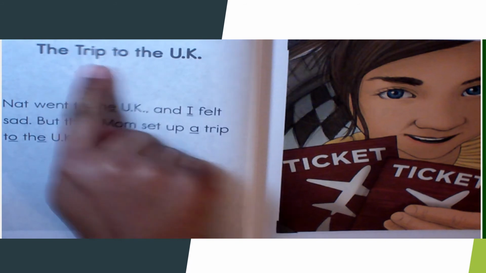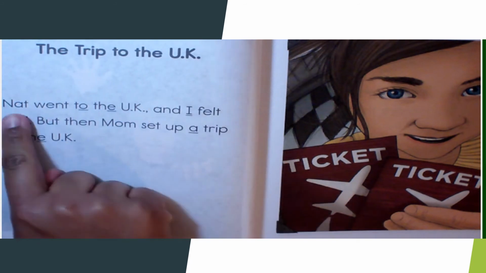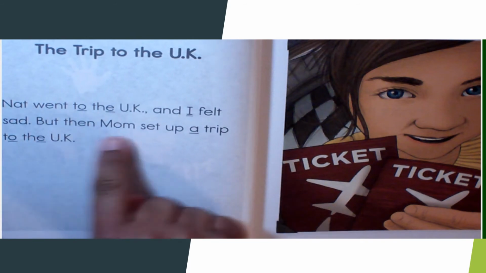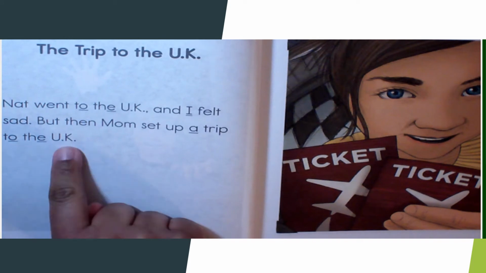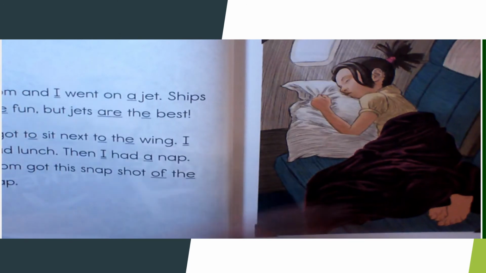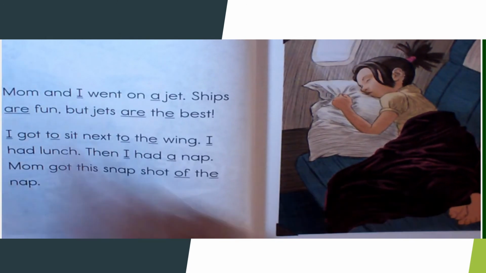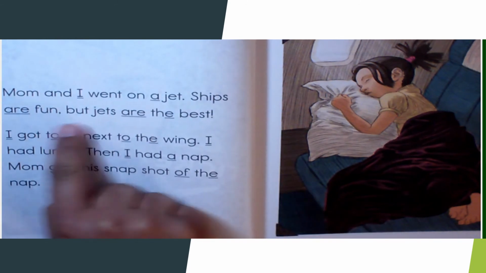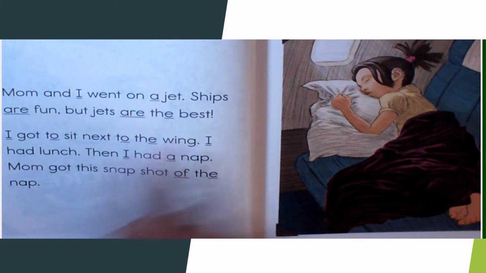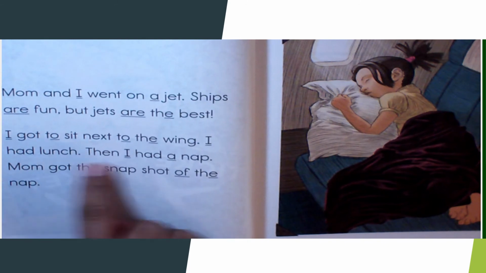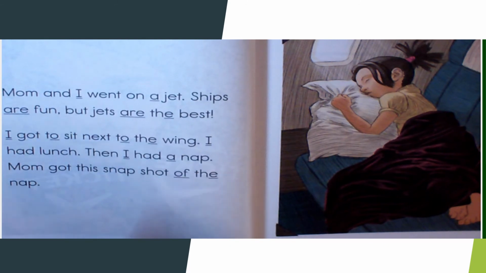The trip to the UK. Nat went to the UK, and I felt sad. But then Mom set up a trip to the UK. Mom and I went on a jet. Ships are fun, but jets are the best. I got to sit next to the wing. I had lunch. Then I had a nap. Mom got this snapshot of the nap.